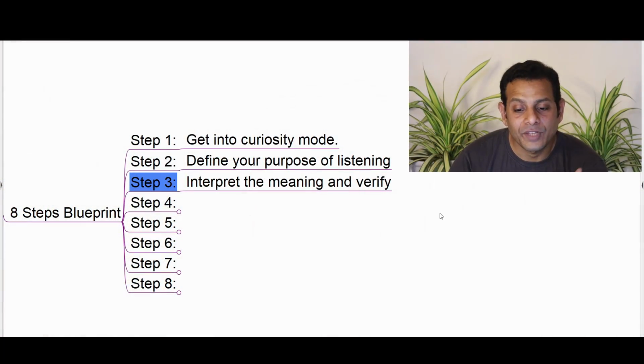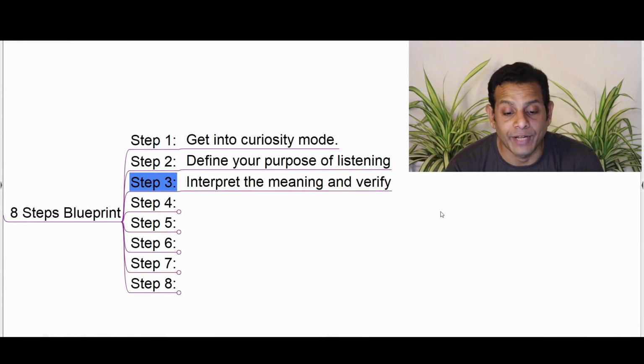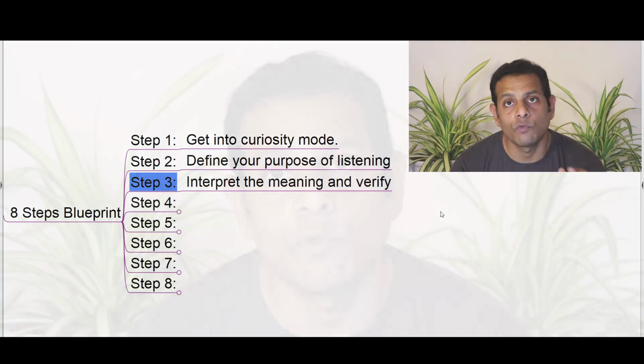And the third one: interpret the meaning and verify. When someone is speaking in a lecture and says a word whose meaning you really don't know, usually people simply ask, what is the meaning of this? Before asking, what you should do is interpret it yourself first. Put some effort into your brain, see whether you are able to find it out, and then ask them.